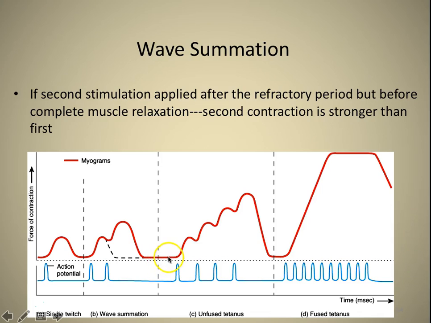So let's do that again. Send in a nerve signal, muscle contracts, starting to relax. Send in a nerve signal, it contracts, starts to relax. Send in a nerve signal, it contracts. Send in a nerve signal, it contracts. And then no more nerve signals, it relaxes, goes back to normal.